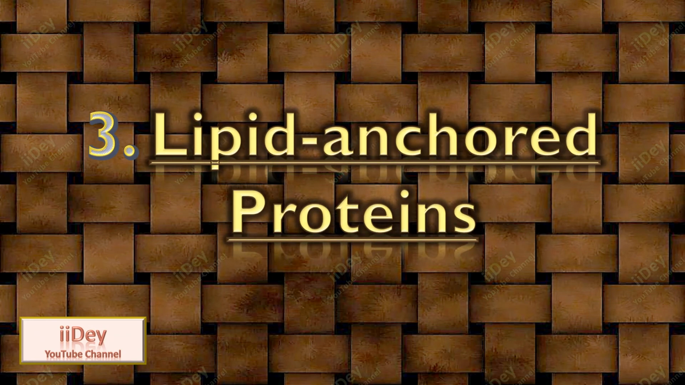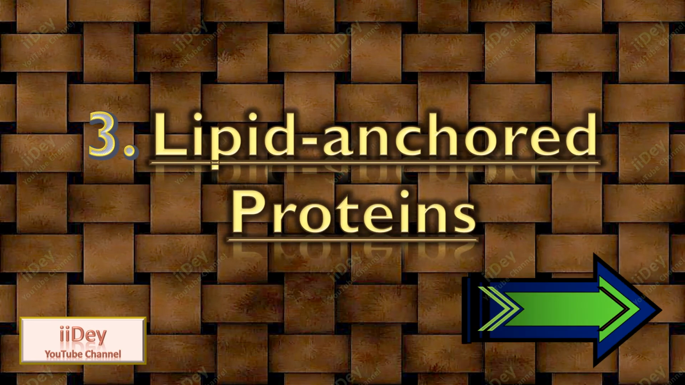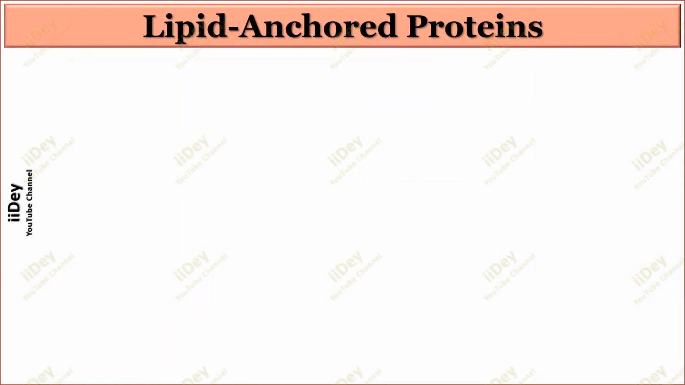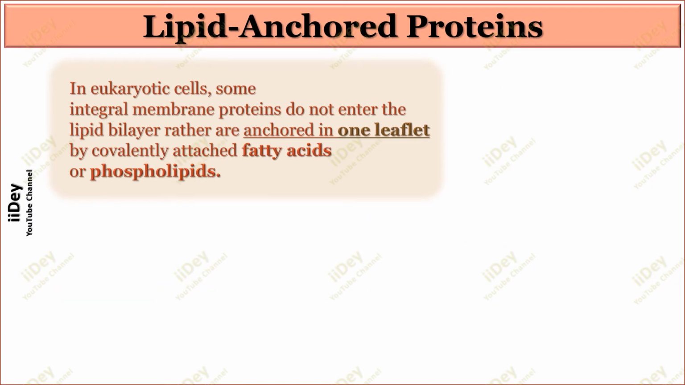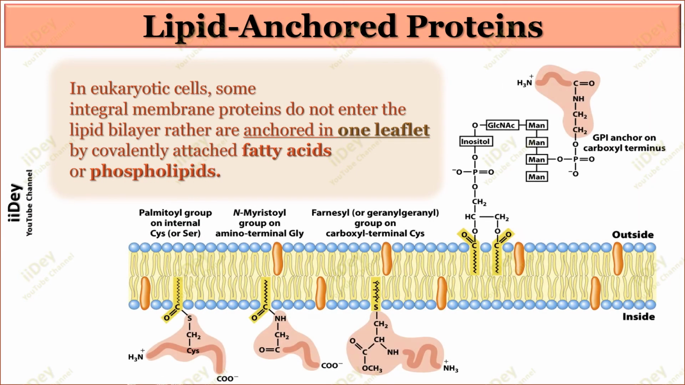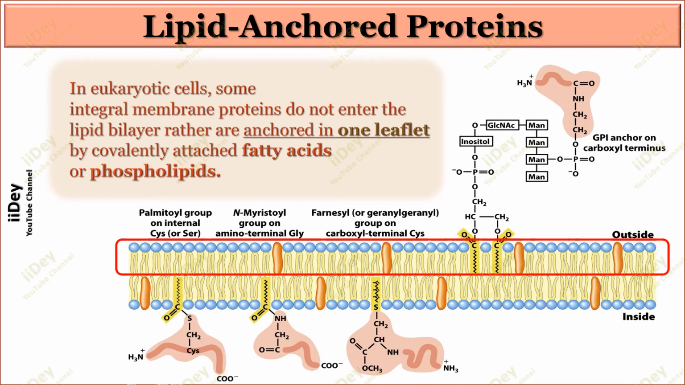Now number 3. Lipid anchored proteins. In eukaryotic cells, some integral membrane proteins don't enter the lipid bilayer, but are rather anchored in one leaflet by covalently attached fatty acids or phospholipids.